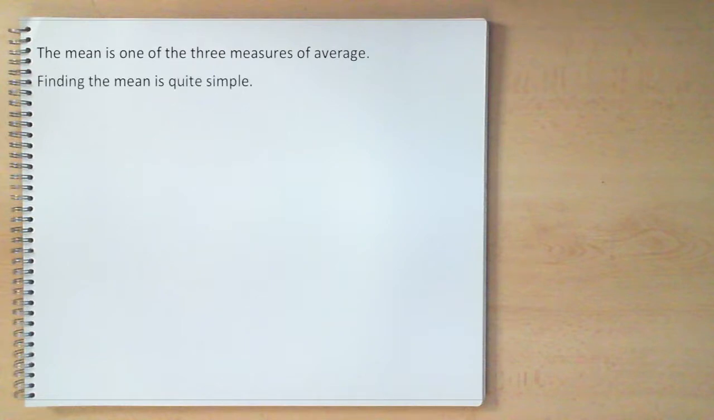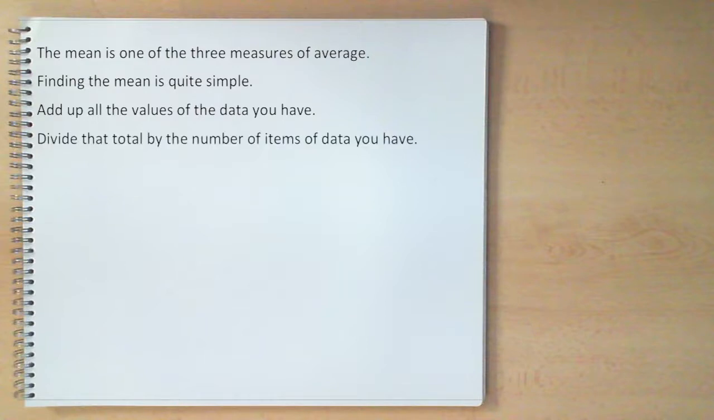The mean is one of three commonly used measures of average, the others being the mode and the median. Finding the mean is usually quite simple. You have to add up all of the values of the data that you have, then you divide that by the number of data items that you've added up in the first place. So the mean is equal to the total of all the values divided by the number of the values.